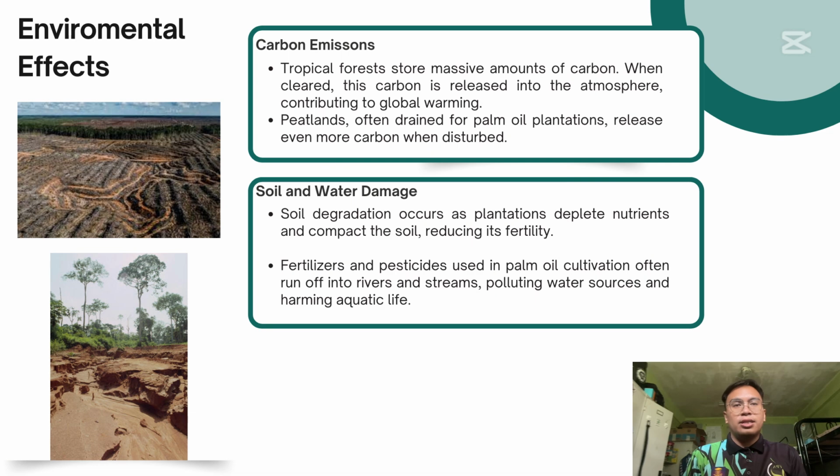The second point is soil and water damage. Soil degradation occurs as plantations deplete nutrients and compact the soil, reducing its fertility. Fertilizer and pesticide used in palm oil cultivation often run off into rivers and streams, polluting water sources and harming aquatic life.